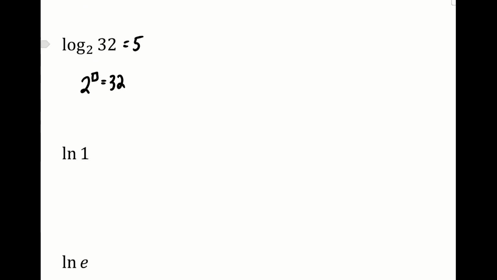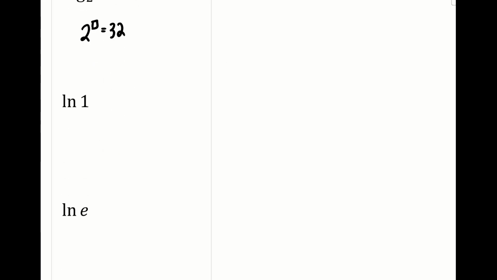In a similar way, we can have a go where it's natural log of 1 or natural log of e. So I'm thinking, e to what power gives me 1? I know that I have an index law that a to the power of 0 equals 1. So that power must be 0. Same deal, natural log of e. So I'm asking e to what power gives me e. That index law of a to the power 1 equals a means that this power must be 1.